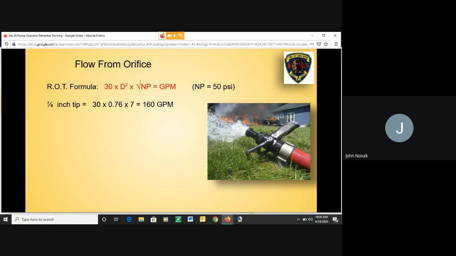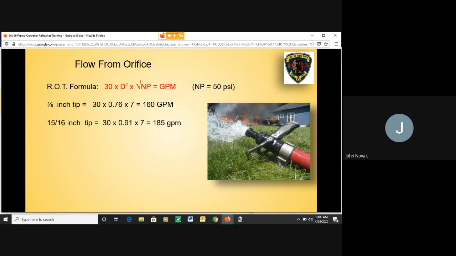All right, so flow from orifice. We talk a lot about the flow that comes out of the smoothbore nozzles. This is just to give you an idea of where it comes from. There is a formula for it, a rule of thumb formula: 30 times the diameter squared times the square root of the nozzle pressure gives you the gallons per minute. So with the 7/8 inch tip, this is where we come up with the 160 GPM.